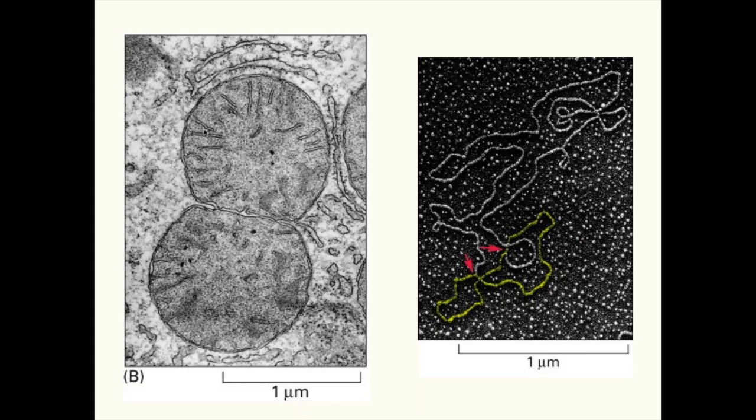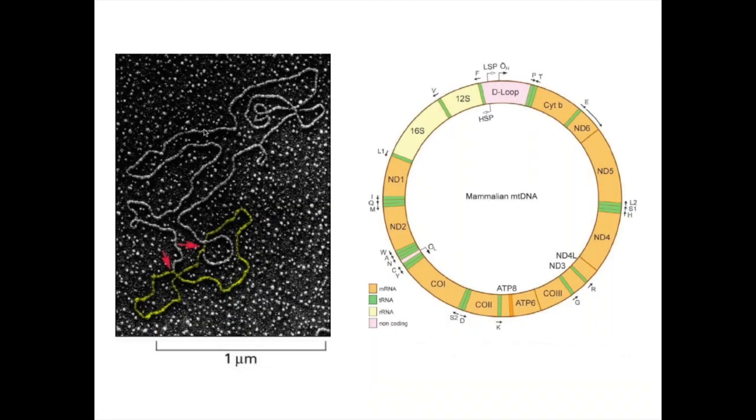Now, why are mitochondria a target for gene therapy? The electron micrograph on the right shows why. That is the DNA molecule of a mitochondria. It turns out mitochondria have their own DNA. They're separate from the nucleus. So in effect, they have their own genome. And you can actually see the circular nature of this particular DNA molecule in the electron microscope.